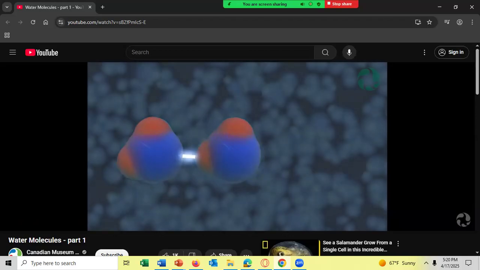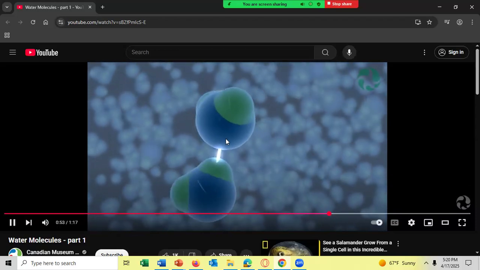Now you'll note that the hydrogen bond can break and reform. That's because it's a very weak bond. And in liquid water, actually, let me see if I can demonstrate that. In liquid water, the reason why we have liquid is because that hydrogen bond is breaking and reforming all the time. So hopefully you can see this.